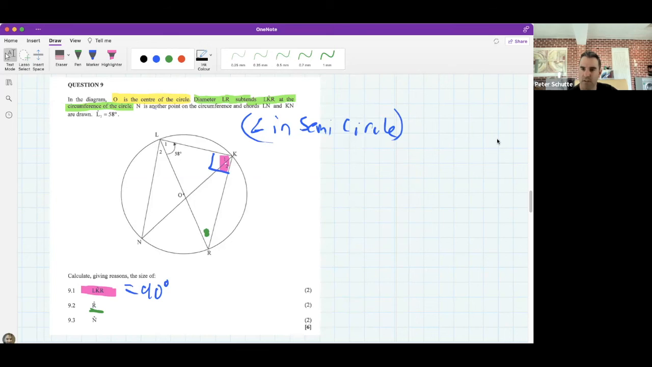Okay, yeah, Jessica, what are your thoughts on finding R? I'm thinking because LKR is a triangle and we already have two sides, we just add them and subtract from 180. So you just go 180 minus 90 minus 58, yeah? Yes. And what did you get?